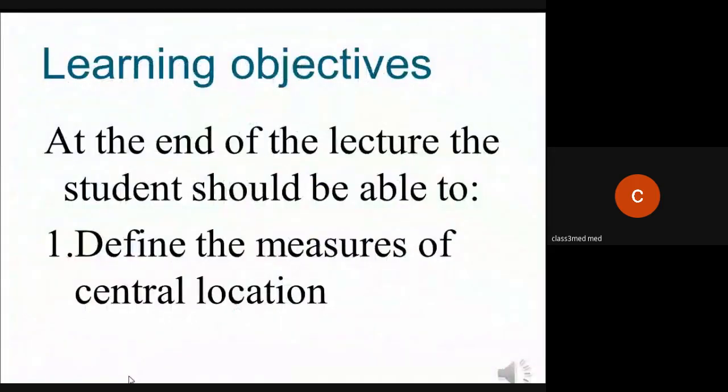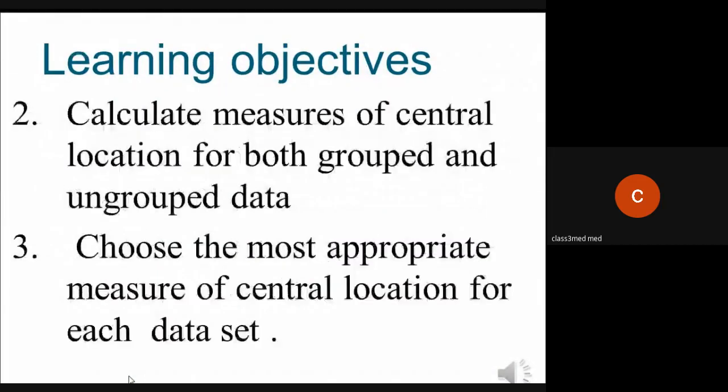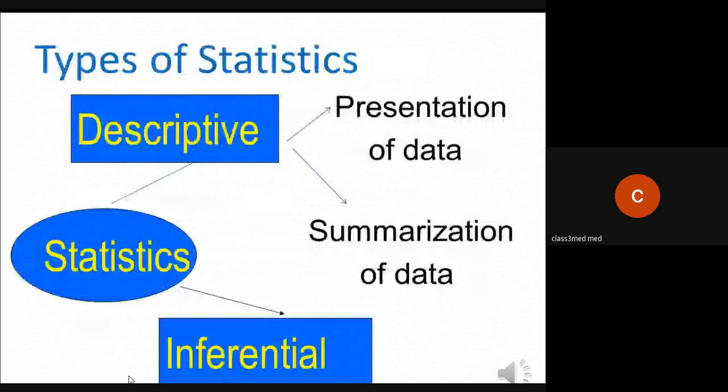At the end of this lecture, you are expected to know the following. You should know the three measures of central location, their definition, and you will be able to calculate these measures for both grouped and ungrouped data, and how to choose the most appropriate measure of central location for each data set. Just to remind you about types of statistics.